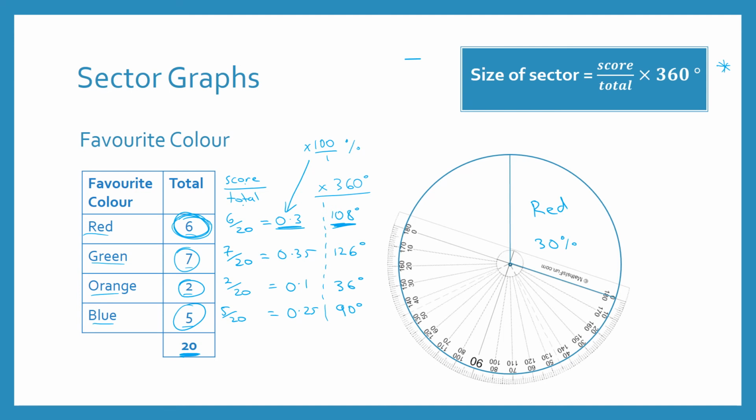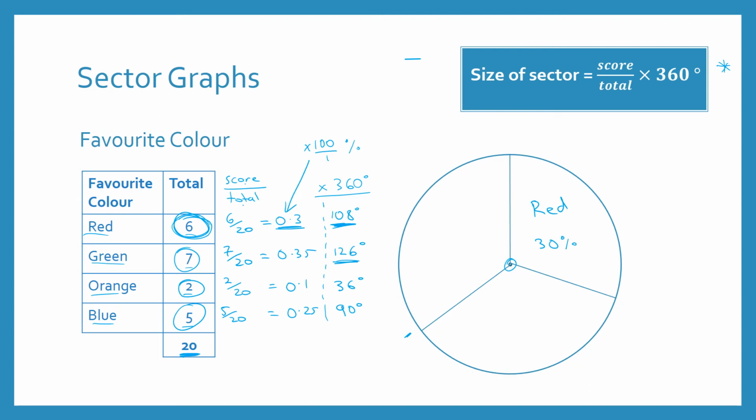Next, we want to work out how many green. So we're going to go along till we get to 126, making sure that the center of our protractor is lined up on the center of our circle. We got 126, which is here. We draw our line. Oh, I've drawn that line a bit off. Okay, never mind. We'll have to deal with that later. We get green, and that would be 35%.